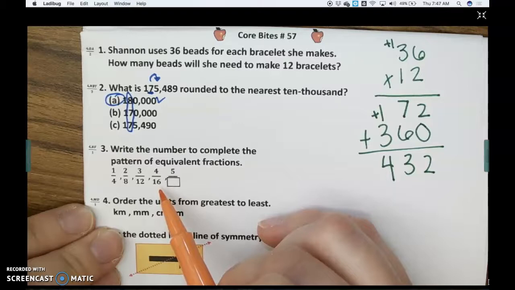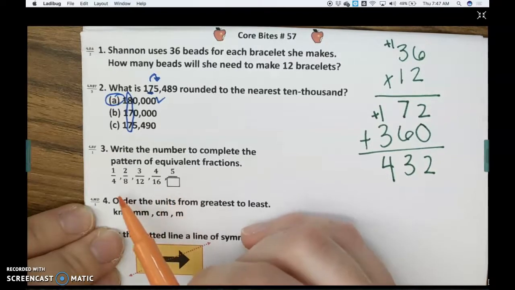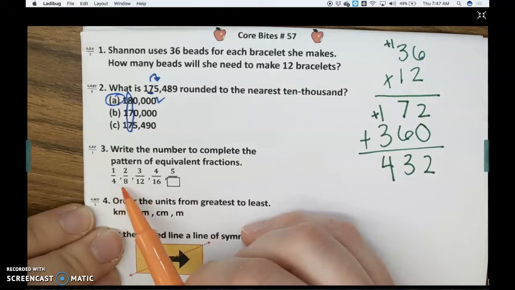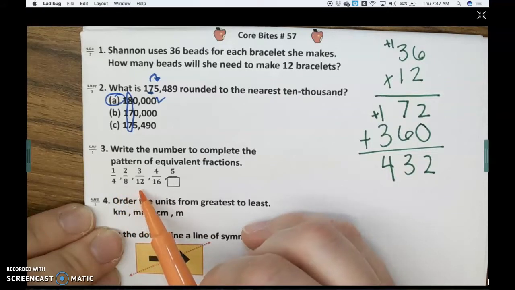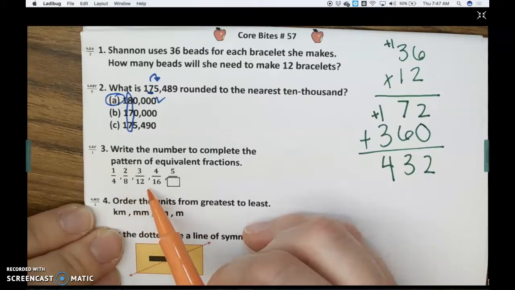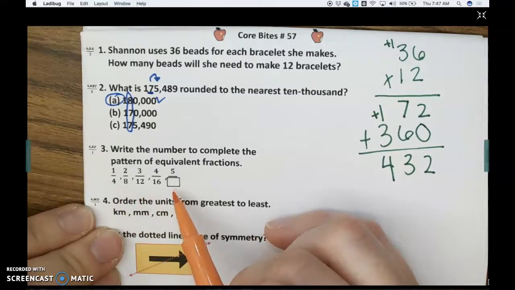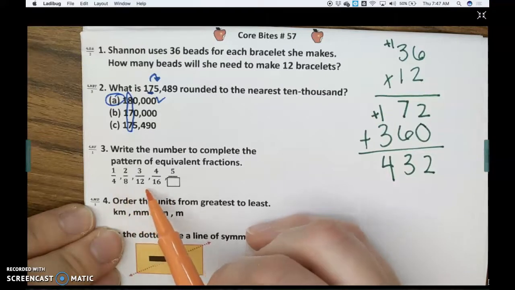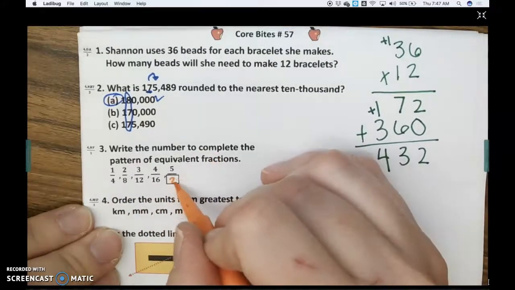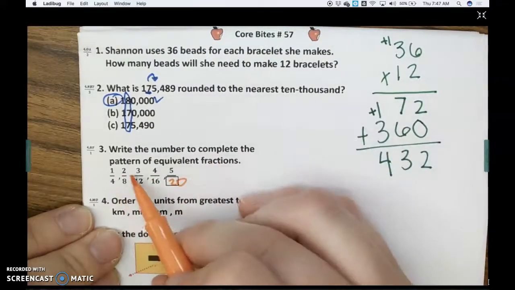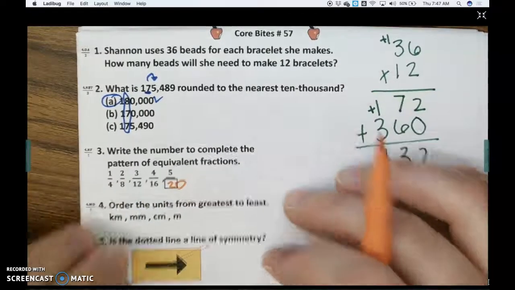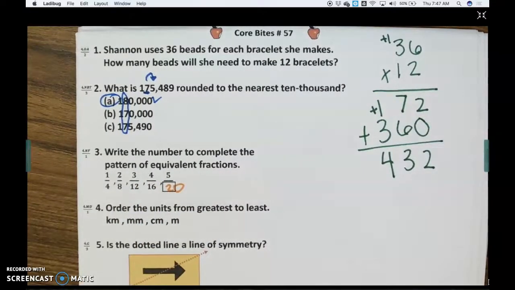So for the pattern, basically you're just going 4, 8, 12. Okay, so you're just going up on the denominator by 4 each time. So 4 to 8 to 12 to 16, so then you would have 20. And then here you're just going up by 1. So I know fractions can be confusing, guys, and we're going to be doing more with those.